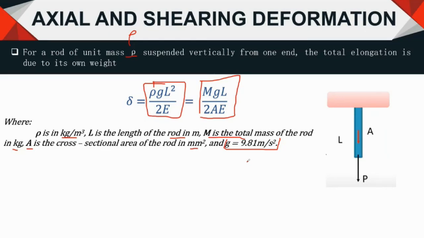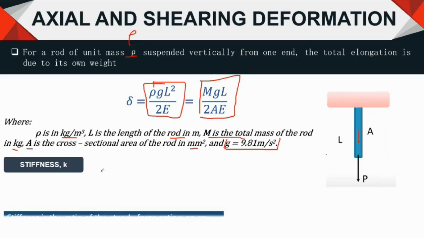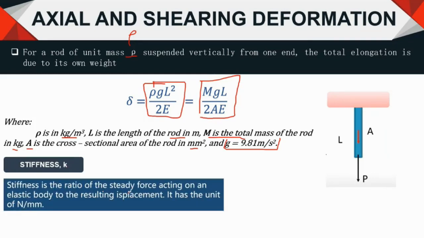So next, meron din tayong tinatawag na stiffness. Small letter k po yan. Stiffness is the ratio of the steady force acting on an elastic body to the resulting displacement. It has a unit of Newton per millimeter. Ang formula lang ng ating stiffness, it is equal to P, or the applied load, divided by the elongation. Madami tayong may encounter na formula, mas maiging na-memorize na natin. At least pag nagsosolve, dire-diretso.